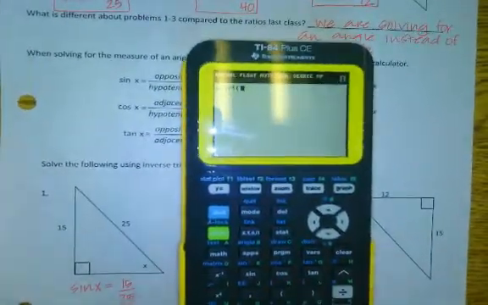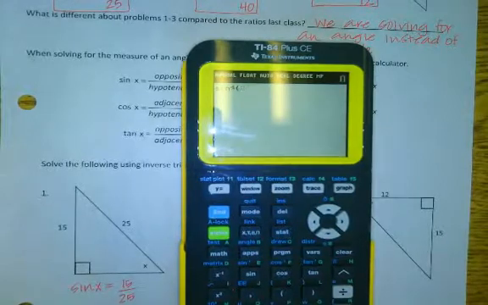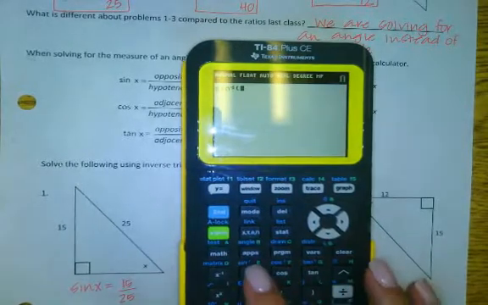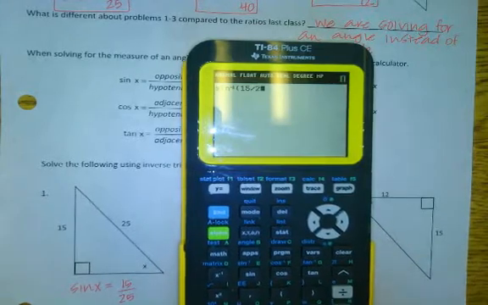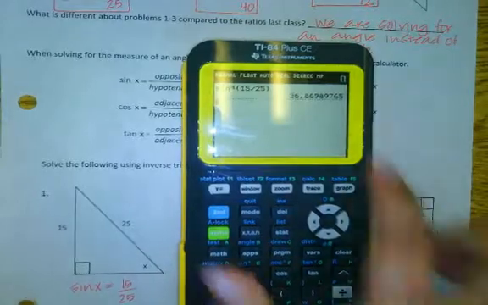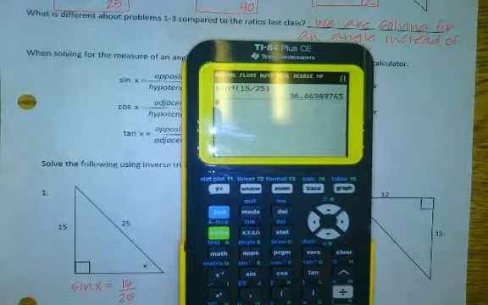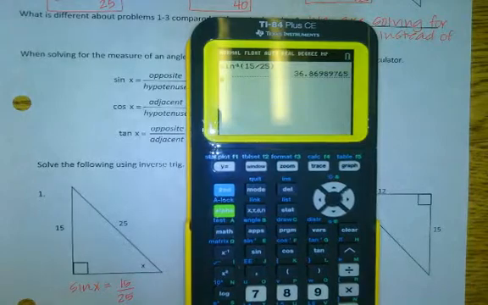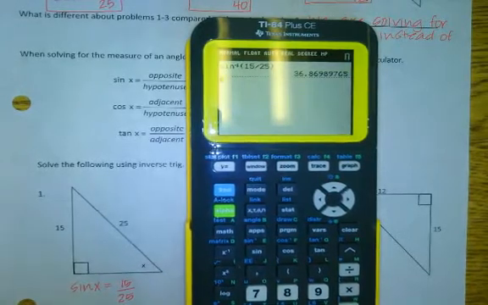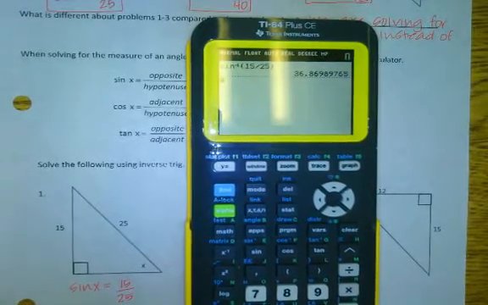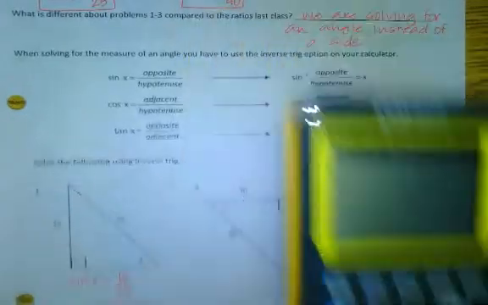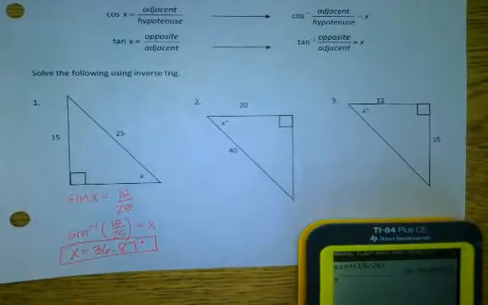This is solving for the angle, yes. So second sine, and then you're typing in 15 divided by 25. And then you press enter. This number represents your angle. So if I told you to round to the nearest hundredths, what would your angle be? 87 what? Not units, what? Degrees, because you are solving for the angle.